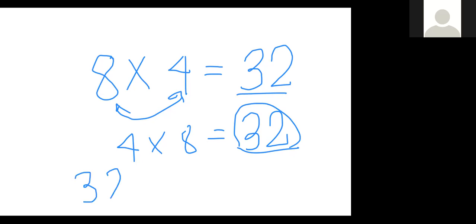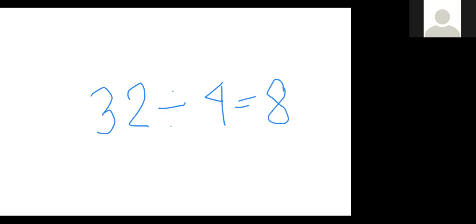Okay, so now if we're going to divide it, or we're going to check the answer, 32 divided by 8 is how many? 4. Next, how about 32 divided by 4 is how many? 8. Okay, so did you understand? Yes. Okay. So now for your activity, please get your book.